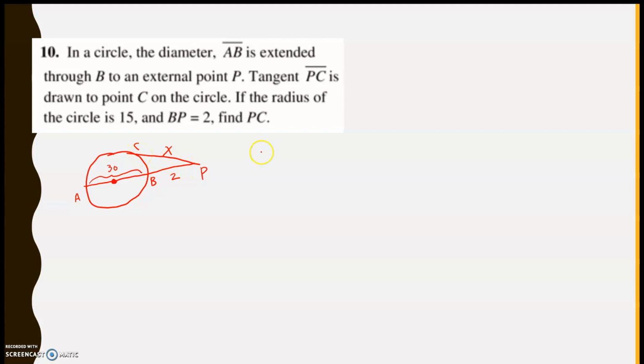So I'm going to do my tangent squared. So x squared is equal to my secant exterior, which is 2, times my secant whole, the outside plus the inside. So 30 plus 2 gives me 32. I get x squared is equal to 64, which means x is equal to 8.